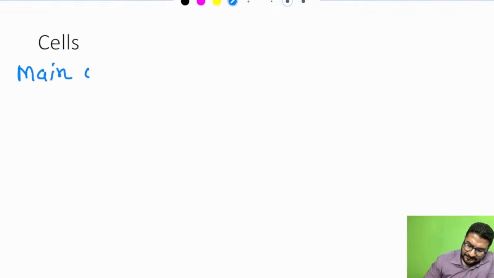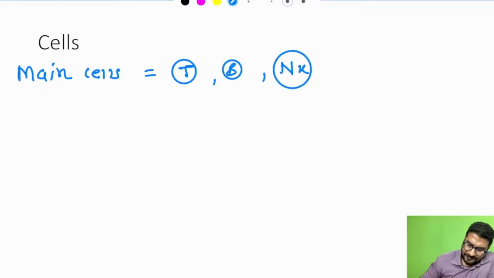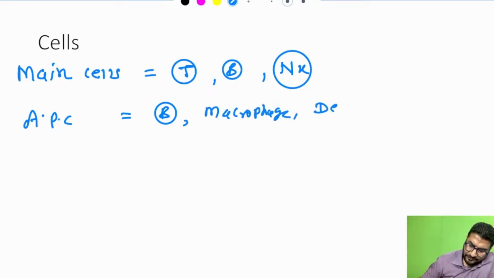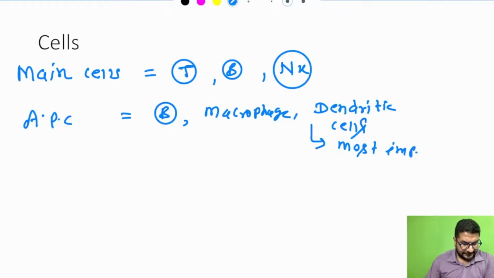Main cells are T lymphocytes, then we have B lymphocytes and NK cells. Then we have APCs. APC means antigen presenting cells. These are B lymphocytes, macrophages, and the most important APC will be dendritic cells.